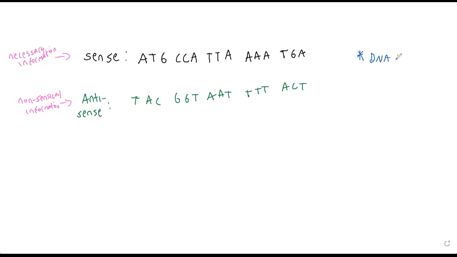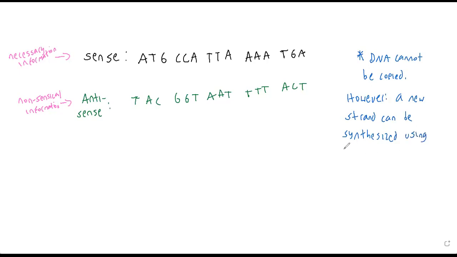DNA cannot be copied. However, this is the big however, a new strand can be synthesized using base pairing rules. That is the situation. We just can't copy DNA, but we can read one strand and build a new one using base pairing rules.